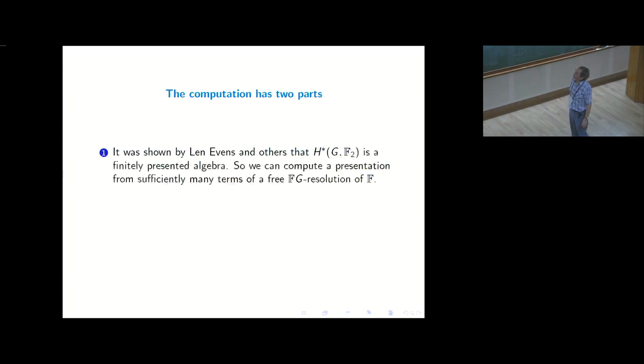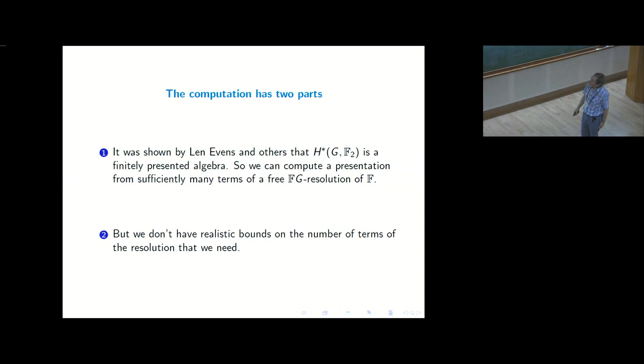Okay, so as I've already mentioned, the computation has two parts. So what I'm going to talk about, I'll talk about these two parts. It was shown back in the 60s by Evens and maybe other people like Venkov that if you take a finite group, the cohomology algebra is a finitely presented algebra. Which really tells you that if you want to do all of these calculations, your relations have a maximum degree. And you only need so much of a resolution to do the calculation.